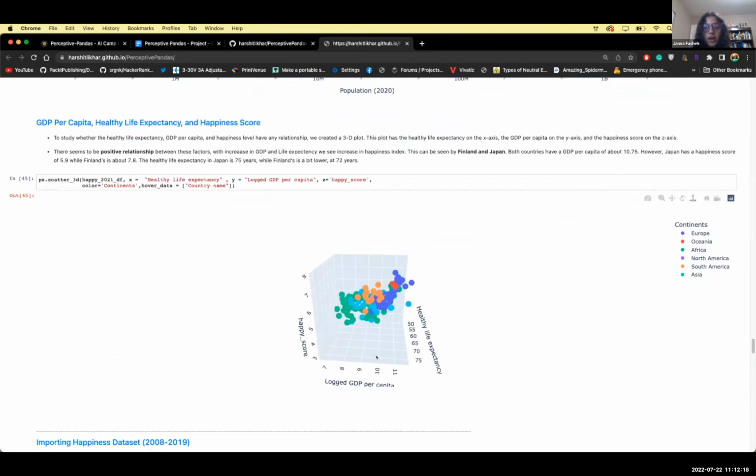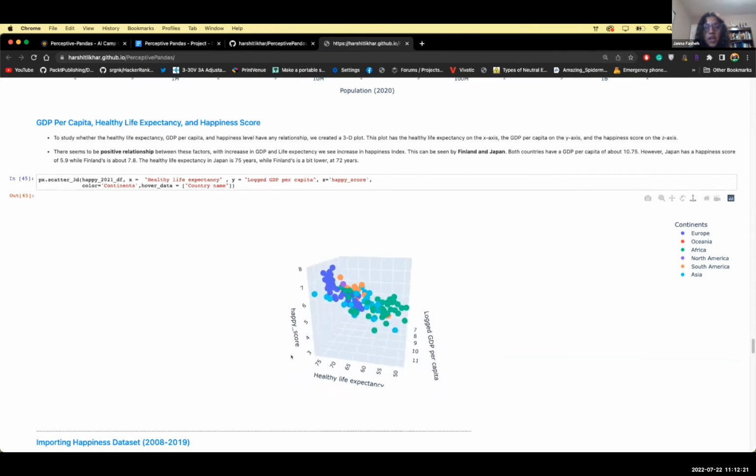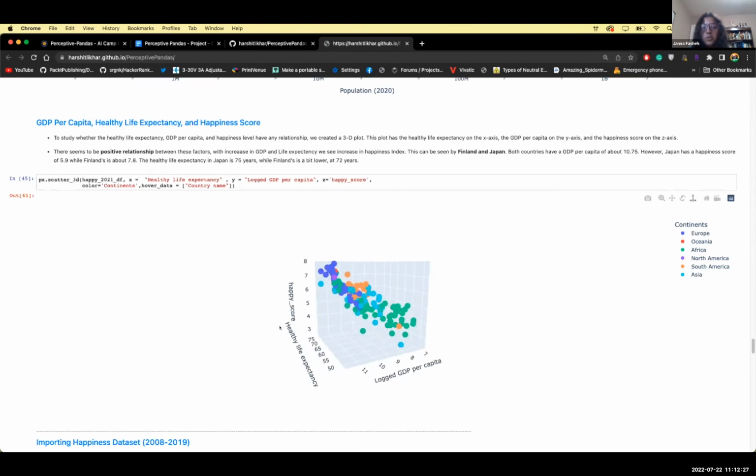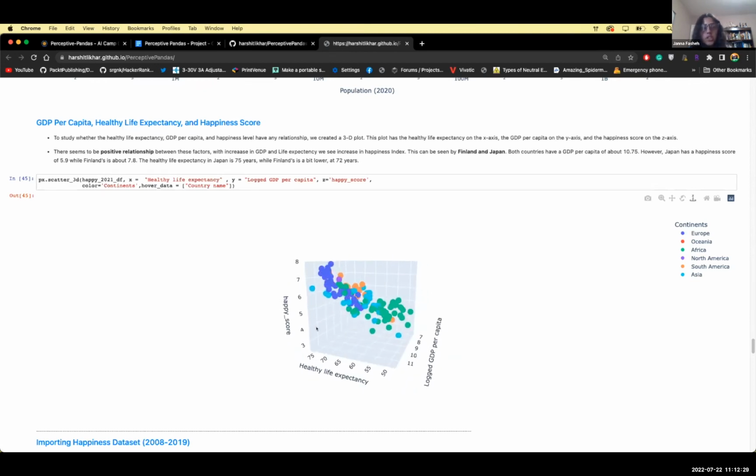And this 3D plot shows the GDP, life expectancy, and happiness score. So we can see a positive relationship between these factors. So higher GDP and higher life expectancy indicate a higher happiness score.